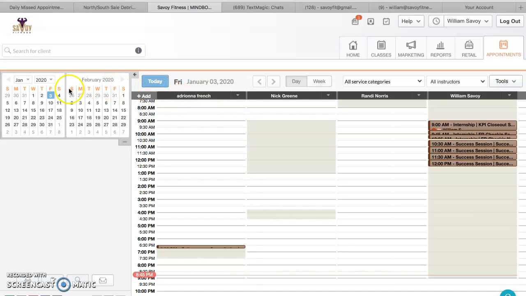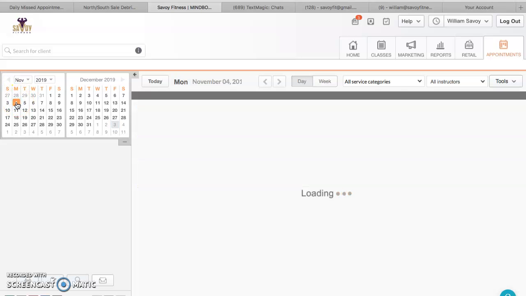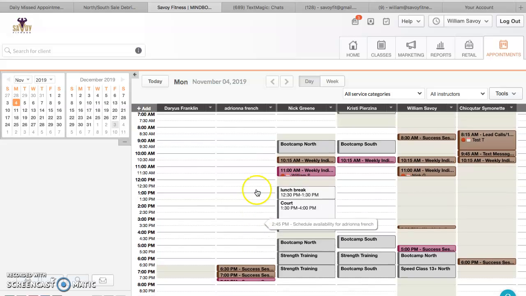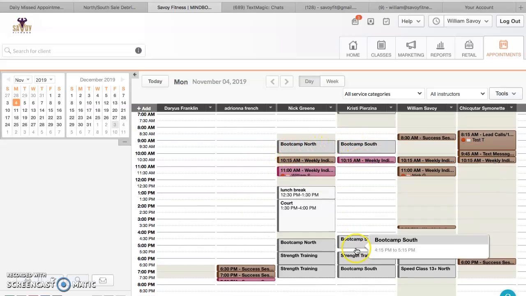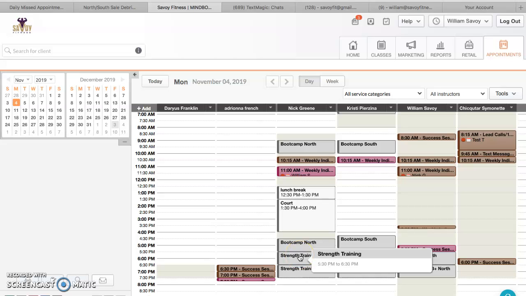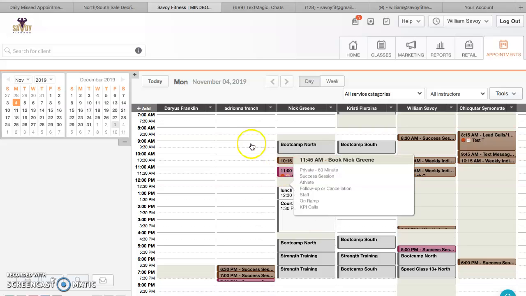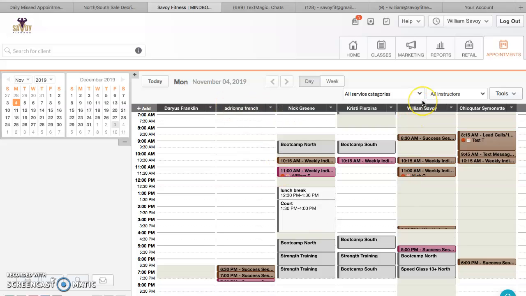Let's go to a more busy day of the week. Let's actually go back. Let's go November the 4th. Now I got a lot of chaos right here. It's a lot going on. Obviously, you want to stay away from the boot camp, and the only thing you're looking for is the word success session. No need to scroll over to the left or the right. This screen gives you everything you need, but also identify your salesmen, Adriana, Nick, and William.